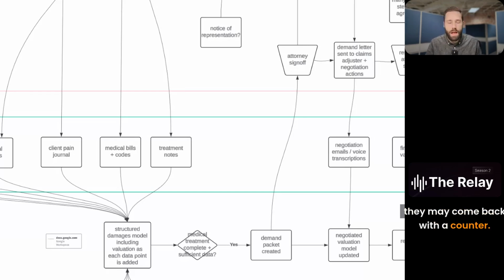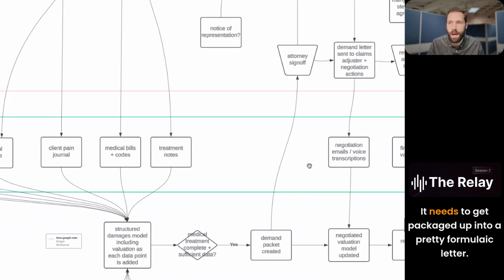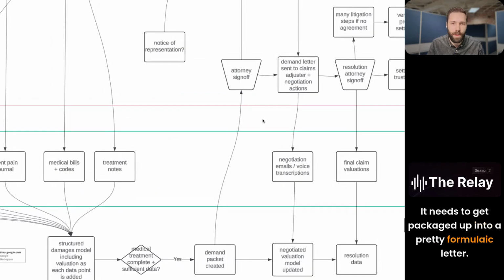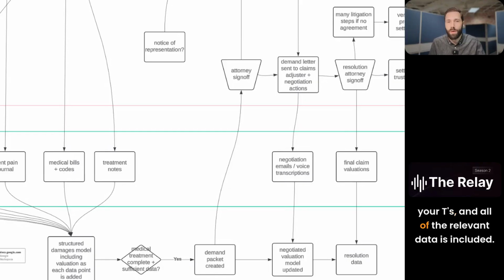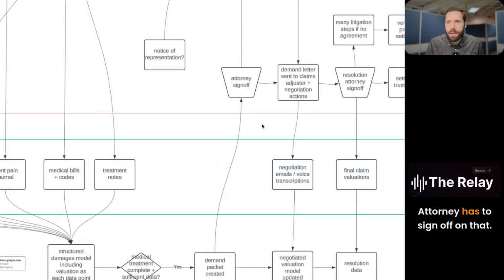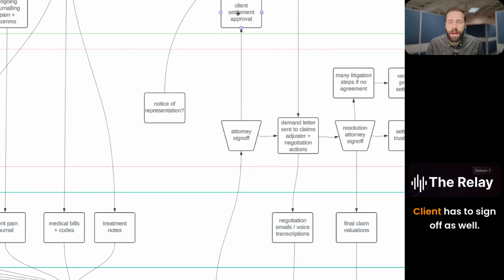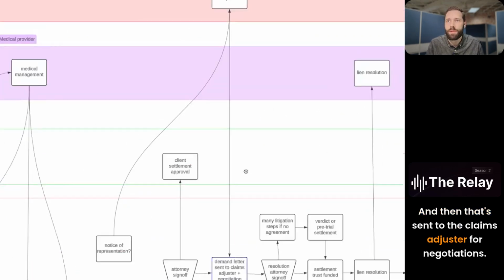back with a counter. But what's happening here is the demand packet is created, and more that's being done with AI because it's a lot of data. It needs to get packaged up into a pretty formulaic letter. And the name of the game there is just to make sure you're dotting your I's, crossing your T's, and all of the relevant data is included. That's generally going to be created, at least in a volume firm, by a non-attorney. Attorney has to sign off on that. Client has to sign off as well. And then that's sent to the claims adjuster for negotiations.